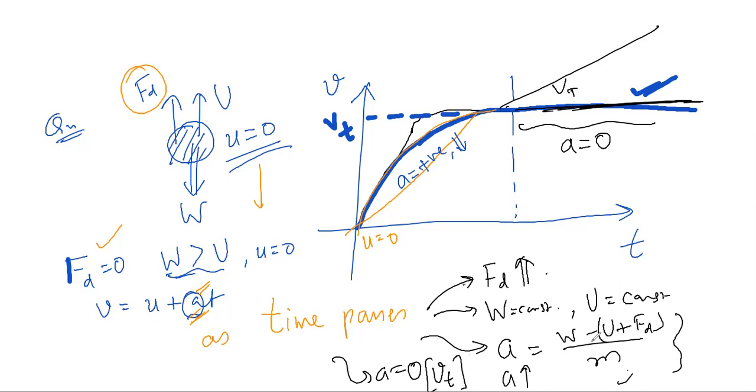Okay. So here what is happening is this particular numerator is decreasing. Its value is decreasing because Fd is increasing. So W minus U plus Fd is decreasing, the entire term, because M will remain constant. And one moment will come when this will become zero. And at that particular moment, this object will start moving with zero acceleration.